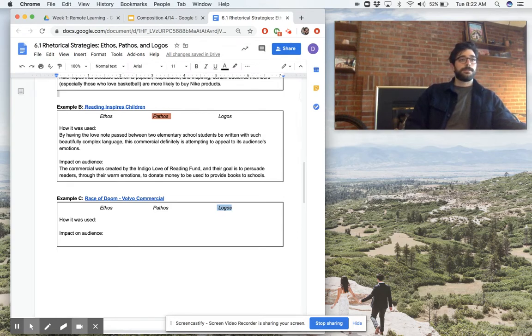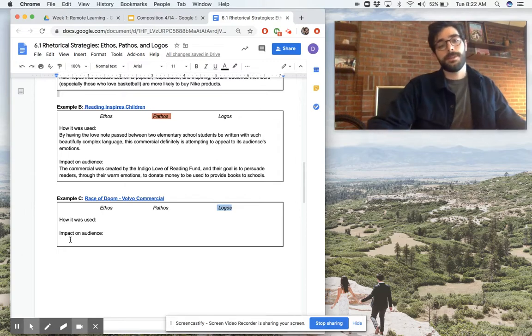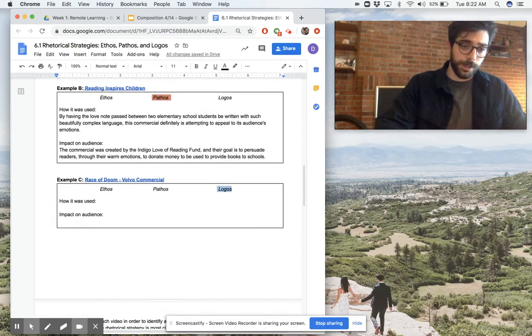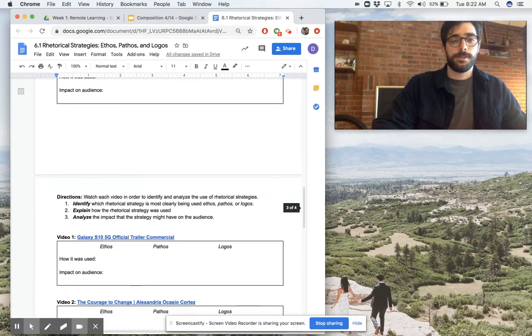And they see that Volvo takes such care of their cars, they have a logical, rational feeling of safety as they drive, and that would make them want to buy a Volvo. And so these are examples of how ethos, pathos, and logos are used in commercials.